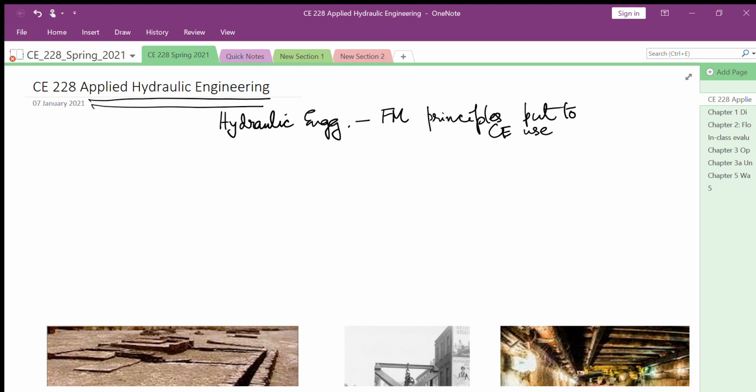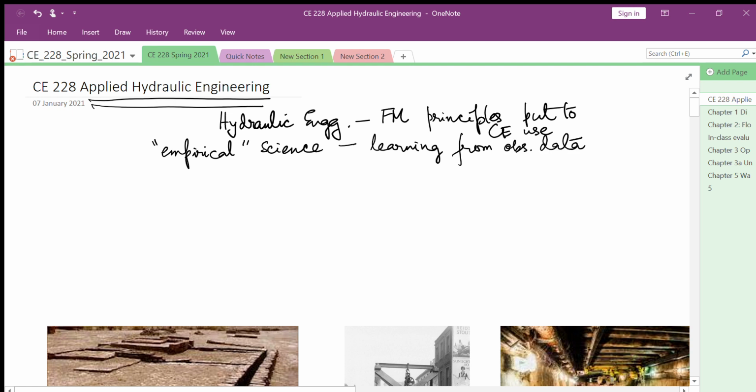So much of hydraulic engineering actually developed quite empirically. It's in some sense an empirical science, and the word empirical essentially means that rather than comprehensively understanding the physics of the problem, the focus is on learning from observed data and developing relationships based on these observed data that can be used further in applications.